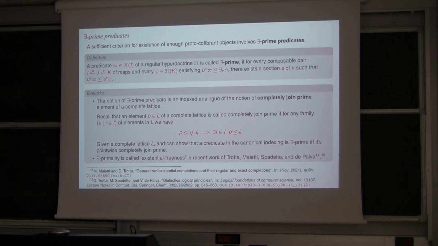Now if you want to reformulate this fibrationally, the fibrational analog of join is existential quantification. Then you get a condition, where you have to close under reindexing: a predicate pi is exists-prime if for every reindexing of pi, whenever it's under the exists of some other predicate, then there exists a section such that it's under the pullback of this predicate along the section. The section corresponds to a choice for this exists, basically the witness x.